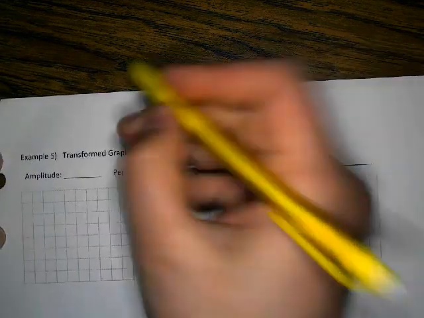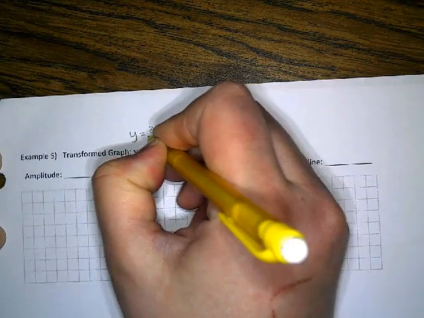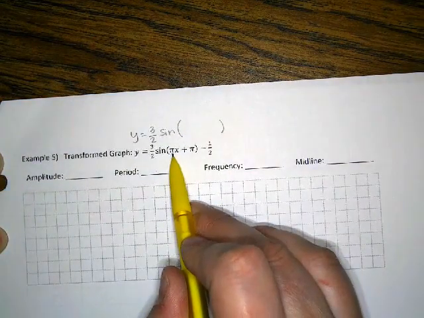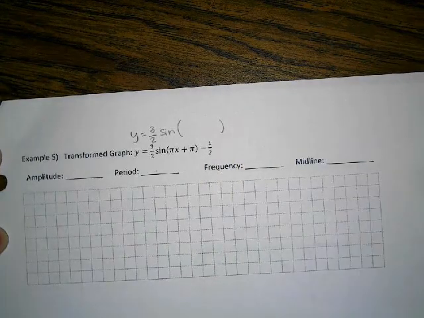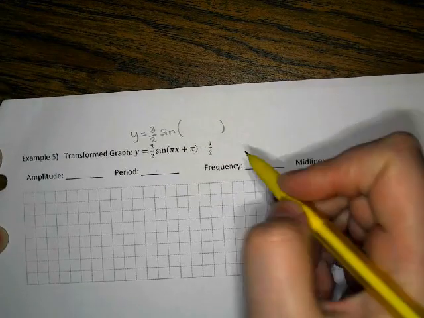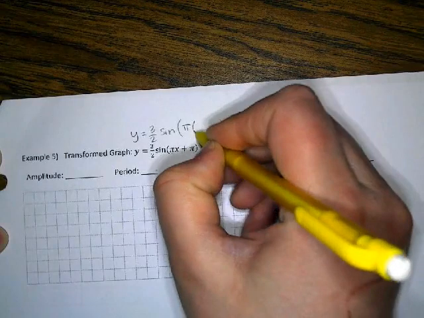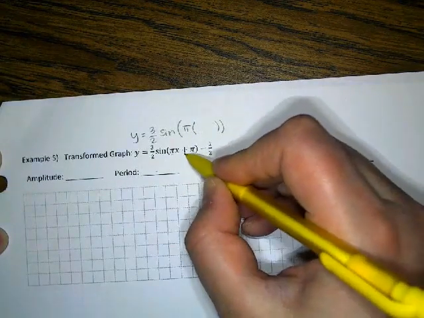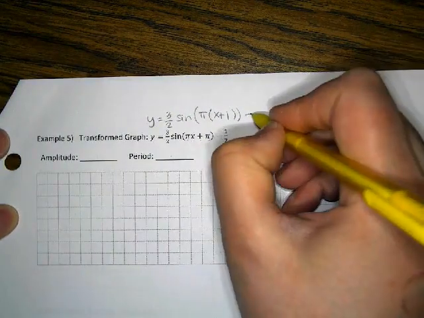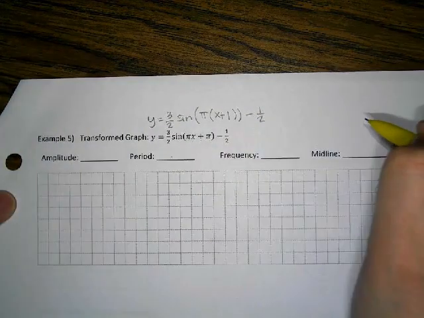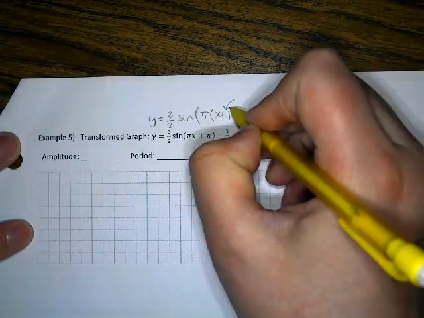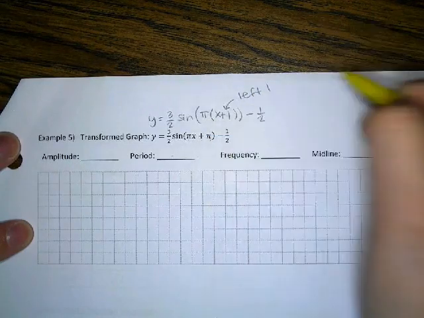Okay? So the first thing I'm going to do is rewrite this equation with the inside of the function factored. So if I look at the inside, I have pi x plus pi. How can I factor the inside? Yep, I have a GCF of pi, and I can take that out, and that gives me x plus 1. And I still have a minus 1/2 on the end. Okay, so the graph is going to move to the left 1.